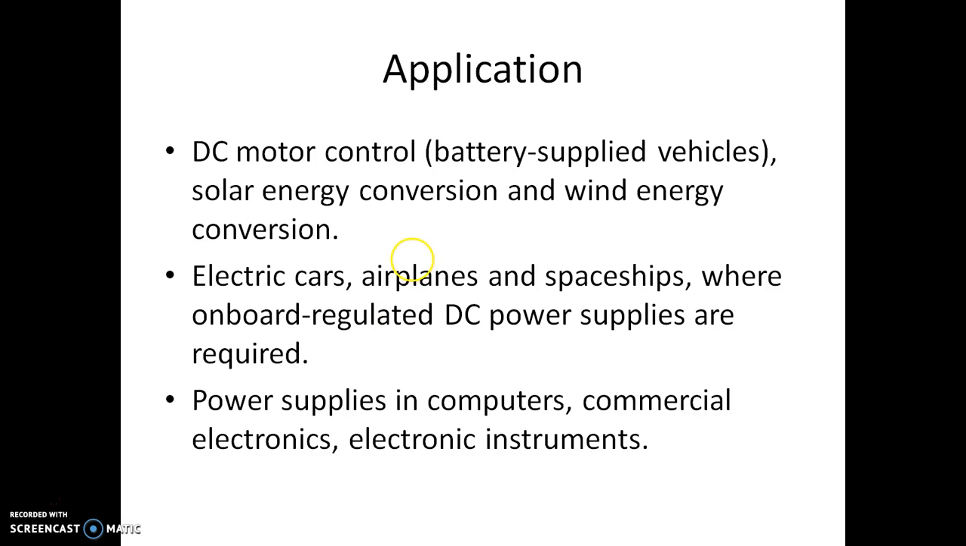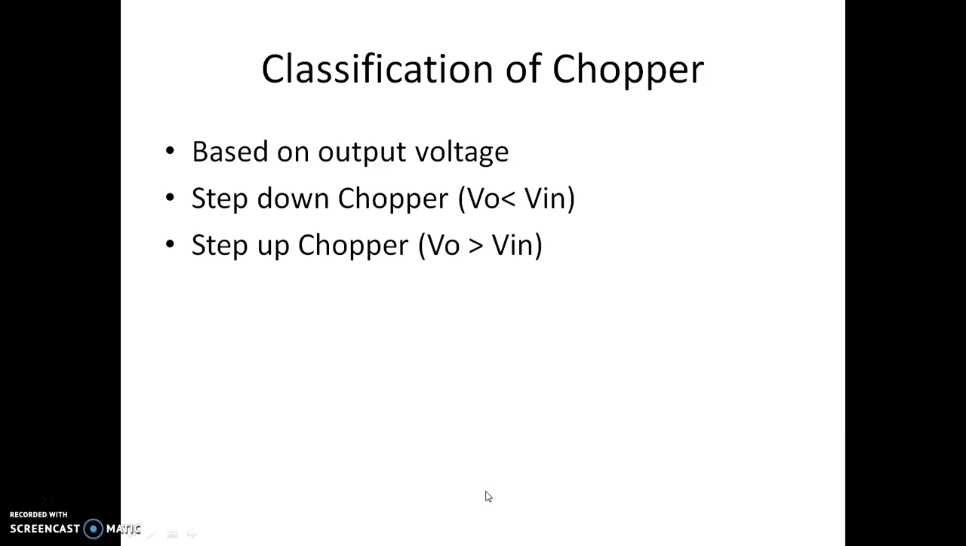Now let us see some of the applications of DC chopper. DC chopper is used in DC motor control, solar energy conversion and wind energy conversion. It is also used in electric cars, airplanes and space ships. Also, it is used in power supplies in computers, commercial electronics, and electronic instruments.